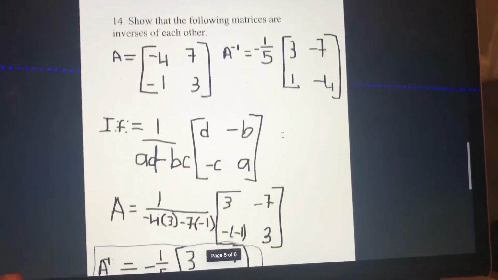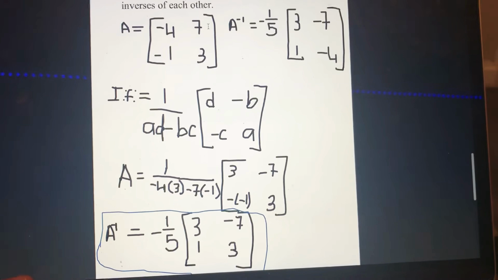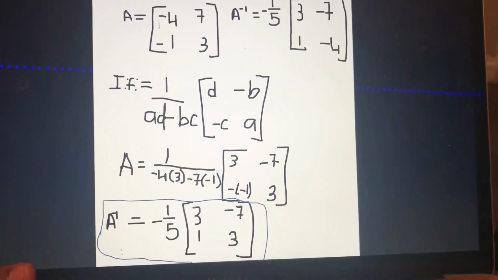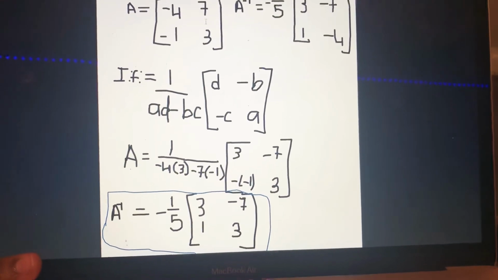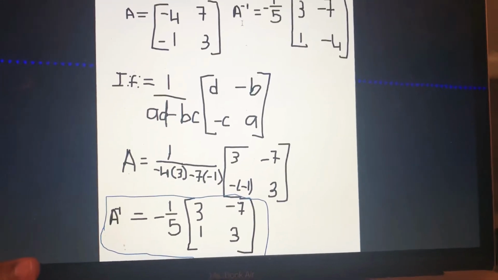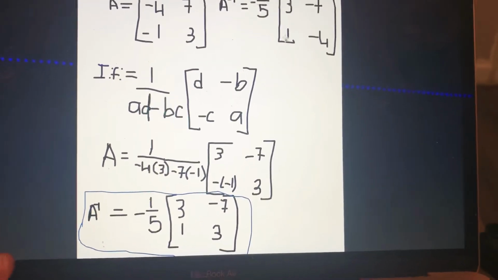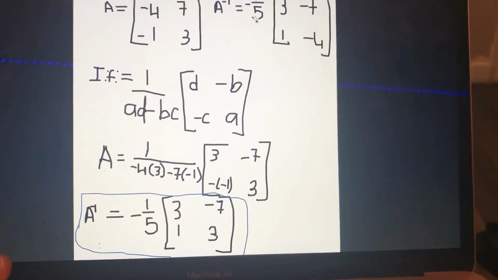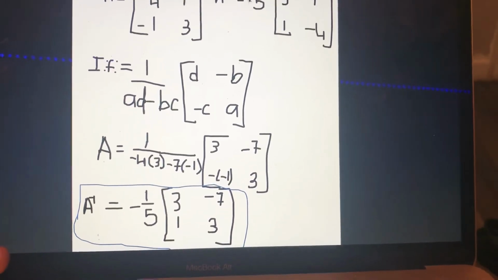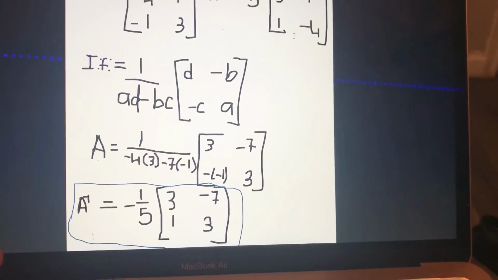The third problem, number 14, asks to show that these matrices are inverses of each other. So we're given the value of matrix A, which is negative 4, 7, negative 1, 3. And in the problem, it says B equals this inverse value, but I prefer to write it as A inverse. And the inverse that we're given is negative 1 over 5, and matrix 3, negative 7, 1, negative 4.